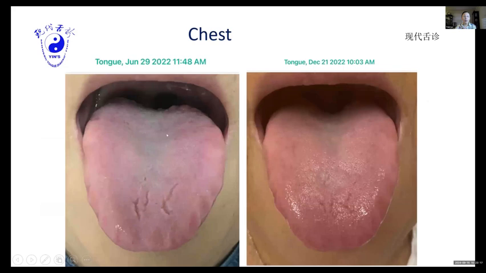And this is June 29th. This is December 21st. And you see the tongue color, the cracks, and also the tooth marks are all getting much better. The tongue is also more symmetric. And at that time, she just felt like a normal person.